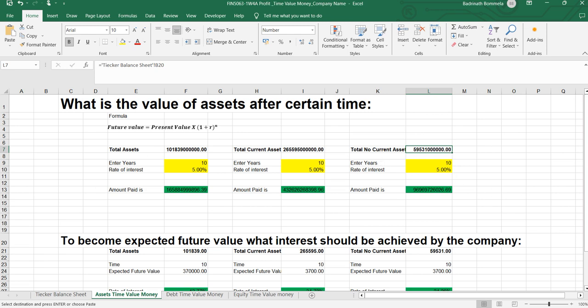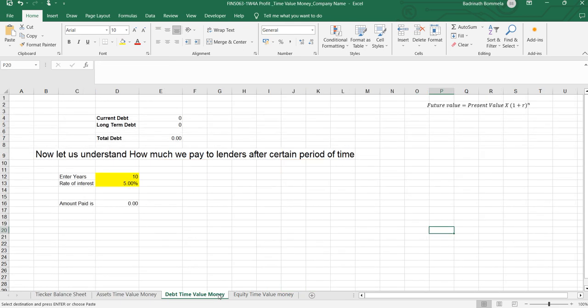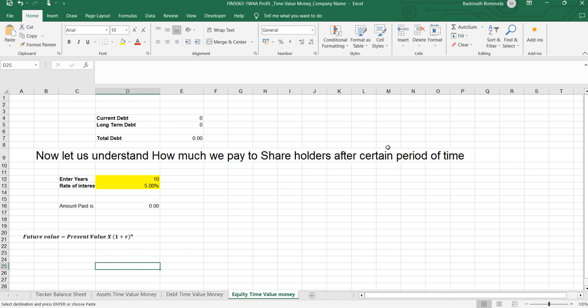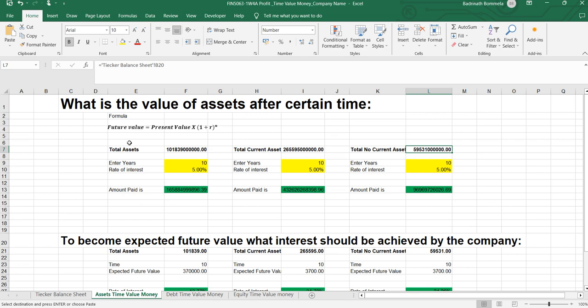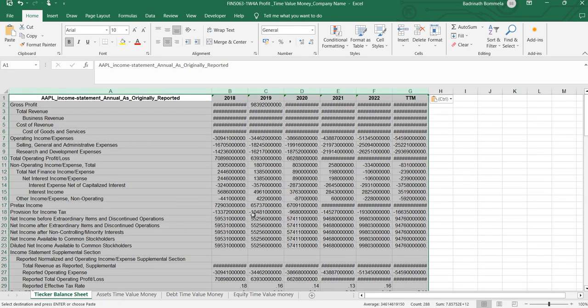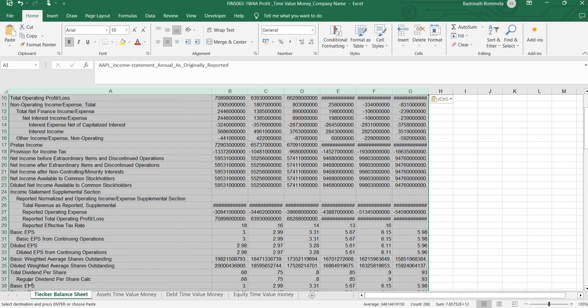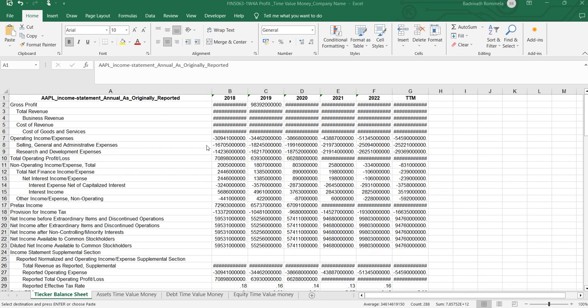Now we try to assess. The first sheet is related to assets and how the time value of money works on assets. Next, debt and how the time value of money will work on it, and in the final stage, the total equity and how it will be changing. So here the assets value, sorry, it was by mistake. I took the income statement. I will replace it with the balance sheet. Give me a second.